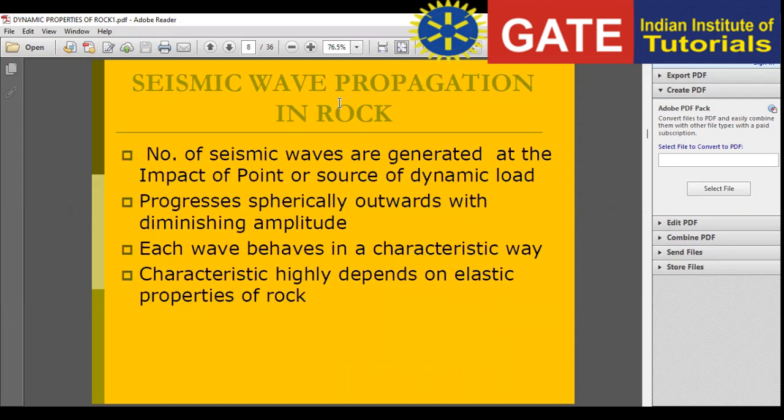So, seismic wave propagation in rock. From here, this is an important topic, the important part started. A number of seismic waves are generated at the impact point or source of dynamic load, and they progress spherically outward with diminishing amplitude. And each wave behaves in a characteristic way, and the characteristics slightly depend on the elastic properties of the rock.